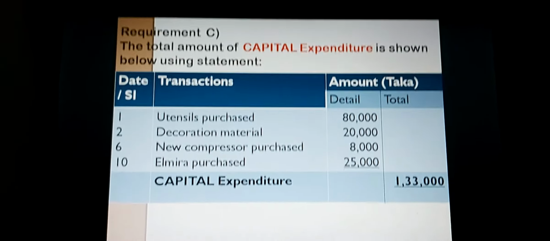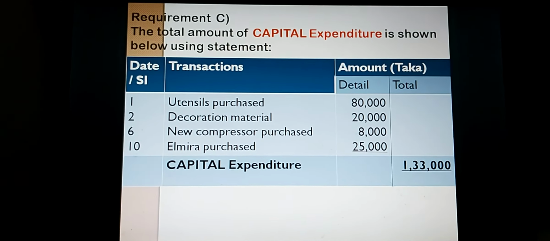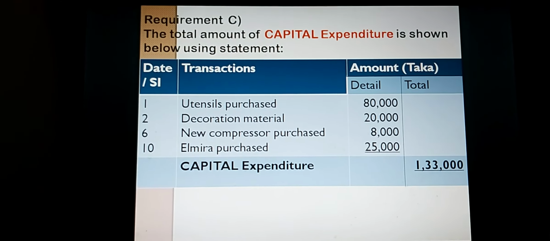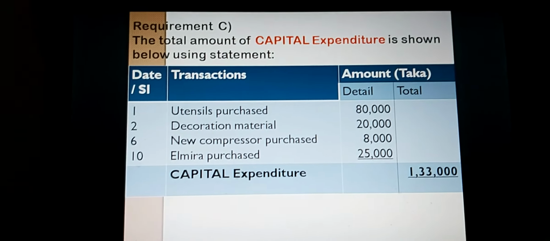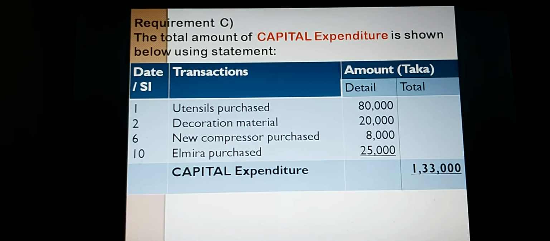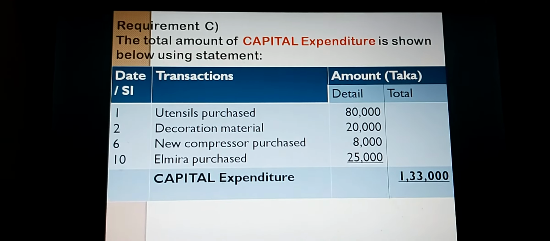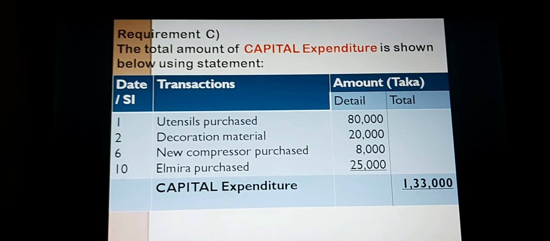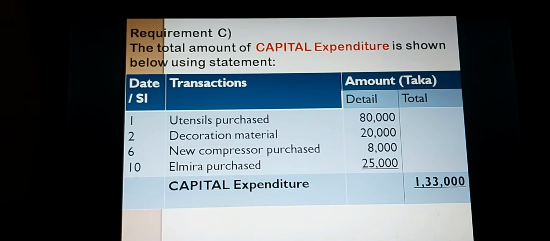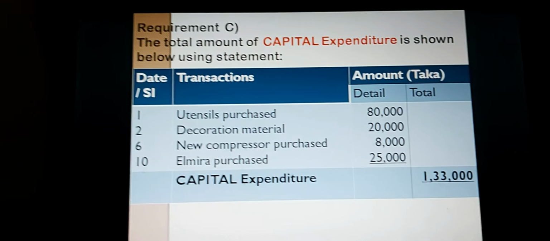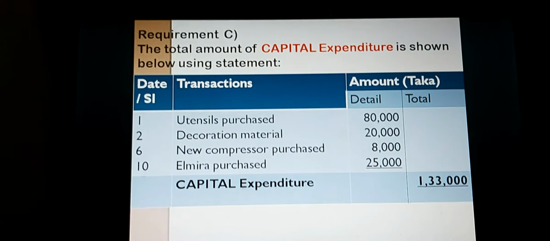Creative question number 5, I'm giving you help for solving this question. Requirement A, determine the total amount of capital transactions. Requirement A, capital transaction. How is it answered?